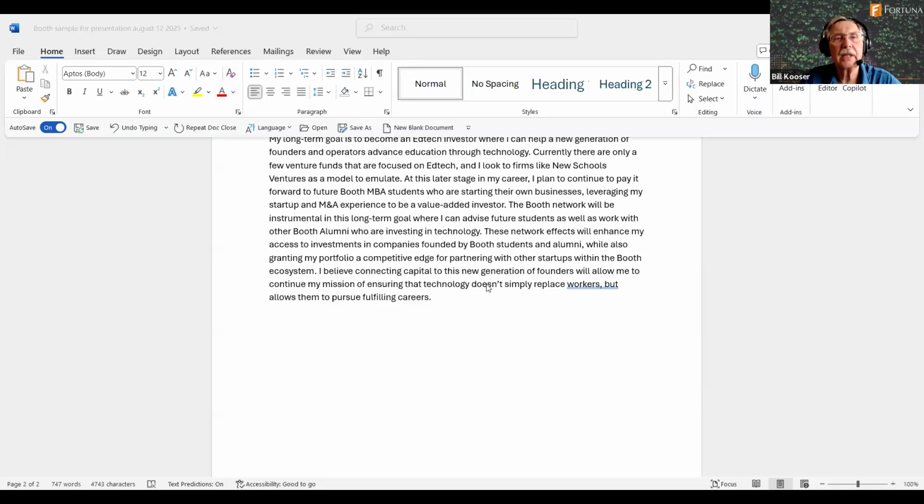Again, you want to get a hook in the front. You want to talk quite a bit about the why of your career goal. You want to talk a lot about what Chicago Booth is going to do. And then you wrap it all up at the end to say, with Chicago Booth, I'm going to be successful. So that's essay 1. So let's move on to essay 2 a little bit.